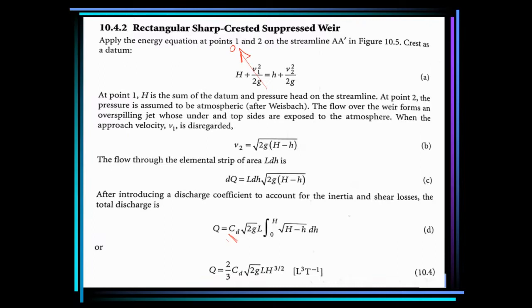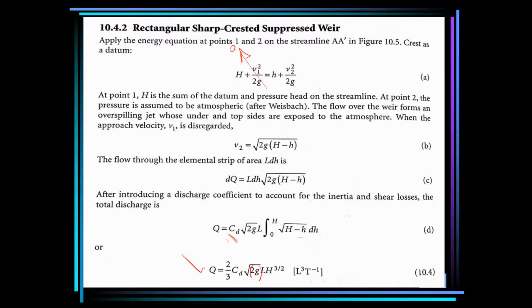When we integrate this with respect to h, we can use substitution. We will arrive at 2/3 Cd √(2g) L h to the power of 3/2. The square root affects only 2 and g. L and h to the power of 3/2 are not affected by the square root. Take note. So this is now the flow rate of a rectangular weir.